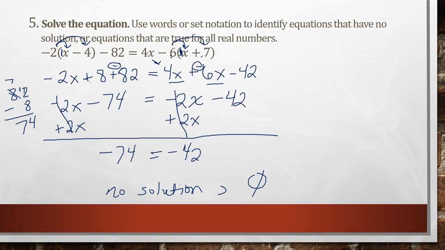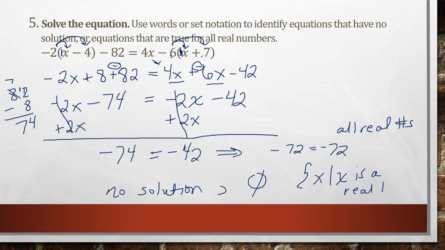All right? Now what if we had something like this? These are the same, right? So if they are the same, that would mean that your answer is actually all real numbers. And the way that you would represent that on an exam would be x such that x is a real number. Because the two sides are the same, that means that you can plug anything you want into x and you will still get a real solution for this question. All right, let's move on to the next question.